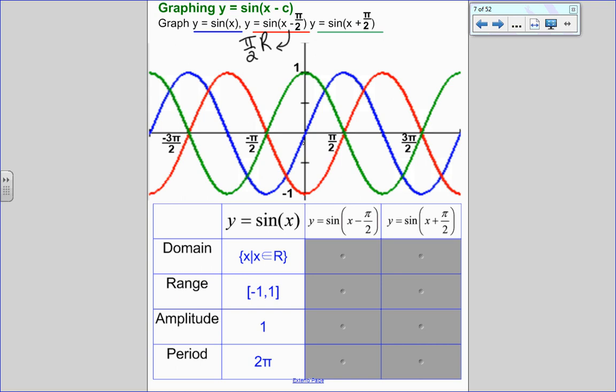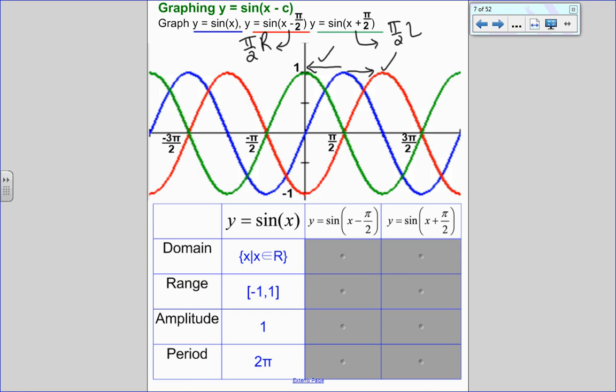So let's check. Here's my base graph. If I move pi over 2 to the right, I do get the red graph. So it looks like it works. This one here, x plus pi over 2, from chapter 1 would say that it moves pi over 2 to the left. So my base graph in blue moved to the left. I get pi over 2. It does in fact work.